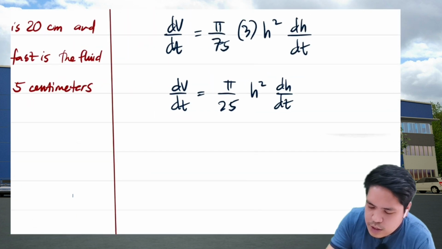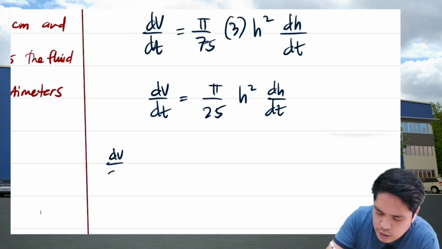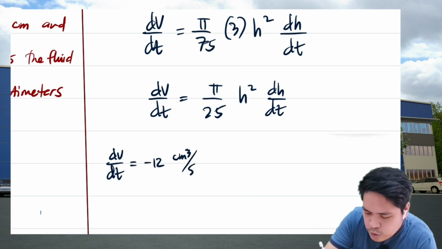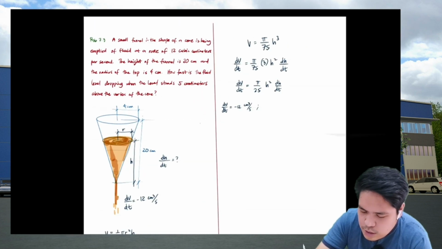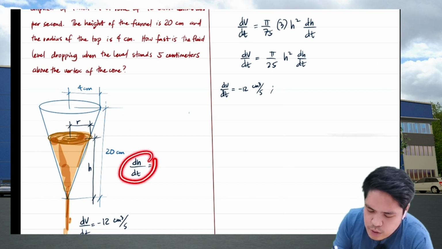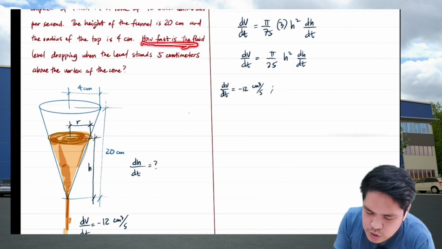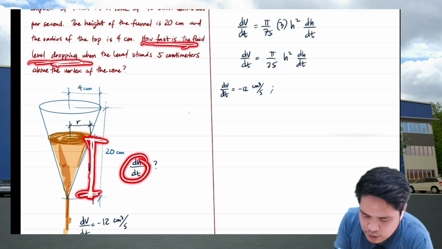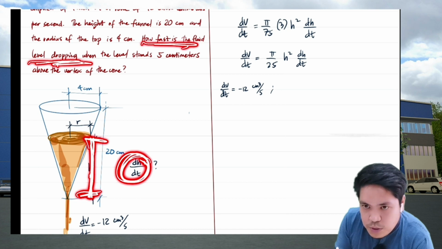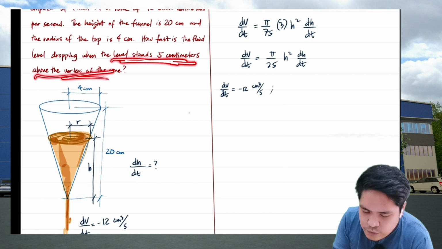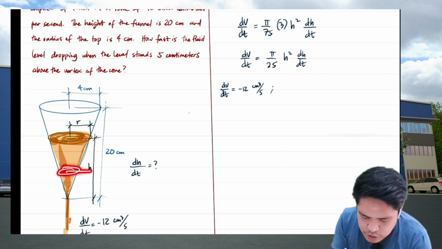So if we apply our condition, remember that the volume is decreasing at a rate of negative 12 cubic centimeters per second. And ang hinahanap natin is, sabi dito sa problem, what would be dh over dt? So, how fast is the fluid level dropping? Meaning, eto, ang fluid level. So, how fast would it be dropping when the level stands 5 centimeters above the vertex? So, kung nandito na siya banda, when this is only 5 centimeters na lang.